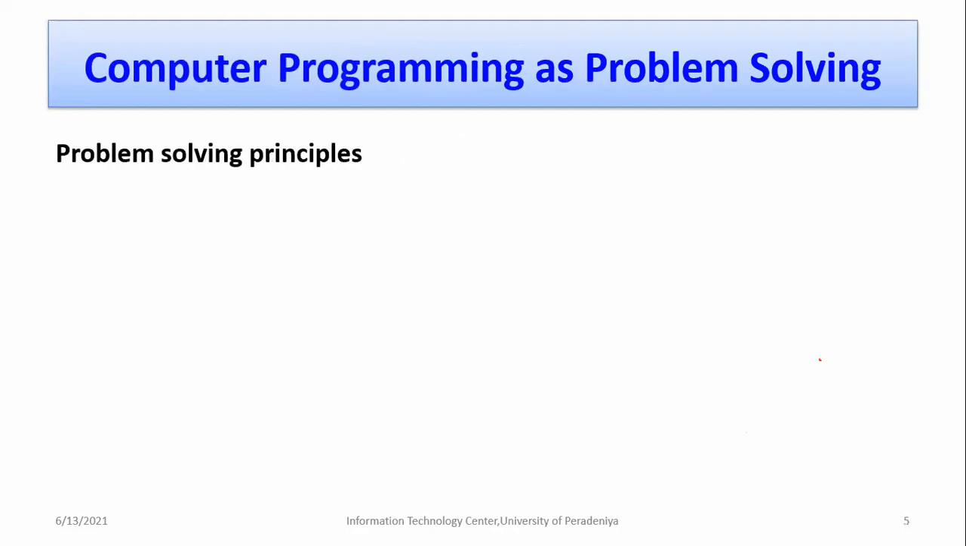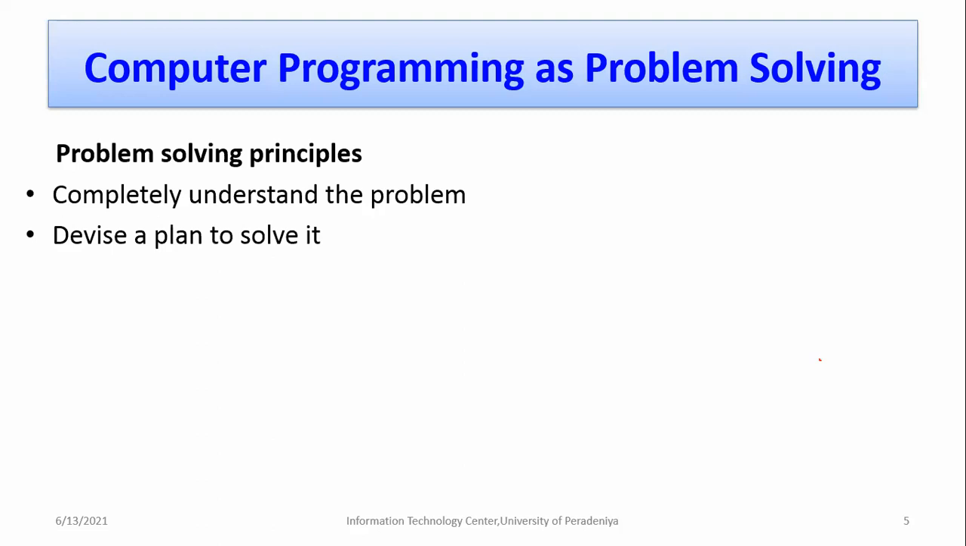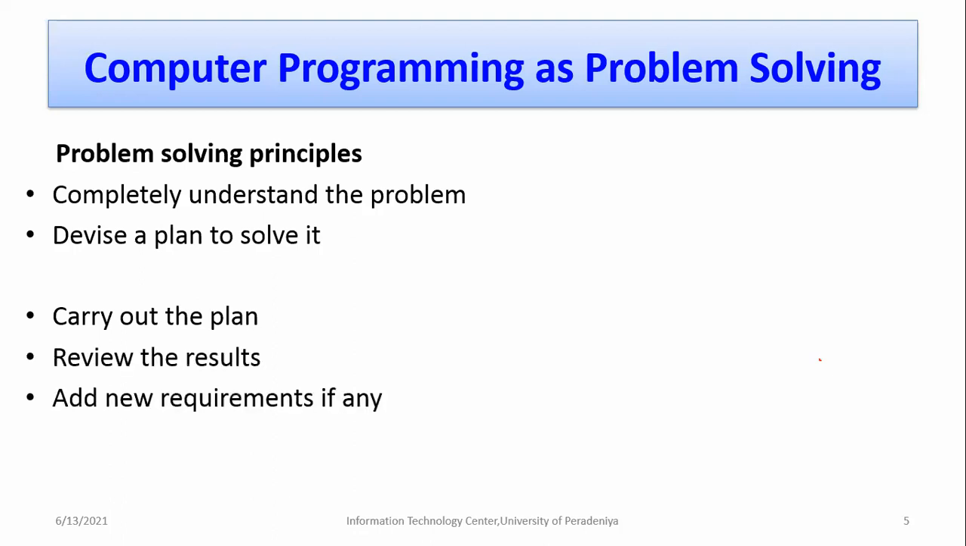So when computer programming is seen as problem solving, there are two main principles. The first one is the problem solving principles. First of all, we have to completely understand the problem, and then prepare a plan to solve it. Then we carry out the plan, following it, and review the results according to the plan. And if there is a new requirement, we have to add those requirements.